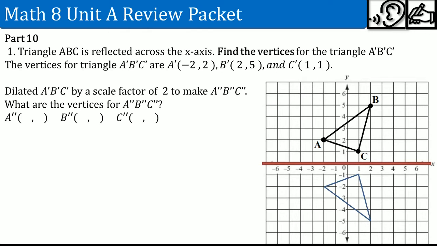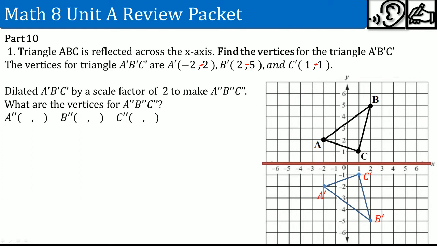So A prime is right here. That's what it looks like once it's reflected. It's negative 2, negative 2. So there should be a negative as well. This is C, which is 1, negative 1. You see, even I make mistakes. And B, which is down here, which is B prime, which is 2, negative 5. So these are all negatives. Be very careful. I messed up.